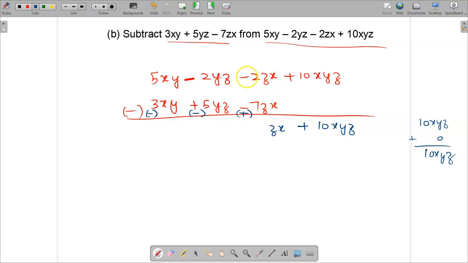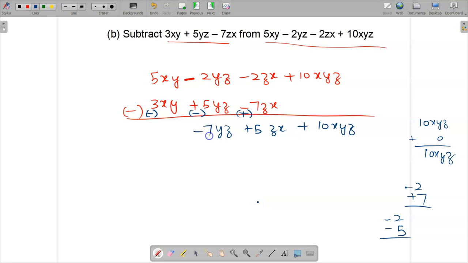zx is the variable. What about the coefficient? I have minus 2 plus 7. Okay, 7 minus 2 is what? Plus 5. Okay, so plus 5zx. What about the variable here? y and z. Okay, write as it is. What about the constants? It is minus 2. Okay, sign has been changed. So minus 5.